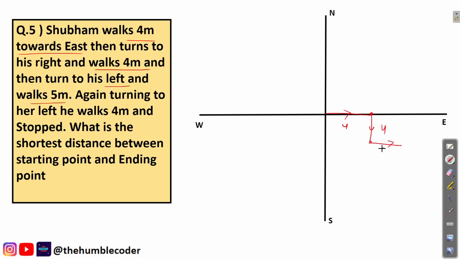Turns to his left and walks 5 meters. Again turning to his left, he walks 4 meters. Then from this position he turns to his left and walks 4 meters. So right now he is at this position.